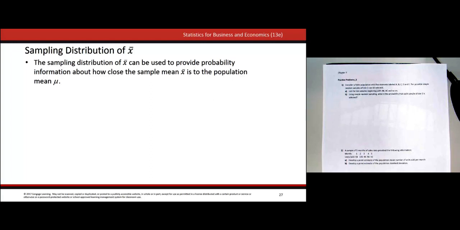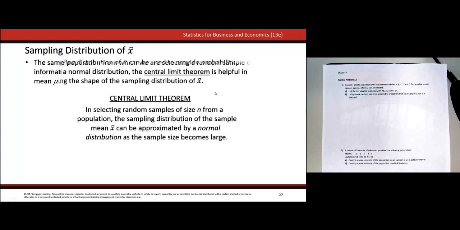What is the purpose of the sampling distribution? Since the sample mean is just one single number, we don't know how close the sample mean is to the value of the population parameter. The sampling distribution of x bar can be used to provide probability information about how close the sample mean is to the population mean. And the central limit theorem helps us identify the shape of the sampling distribution of x bar.